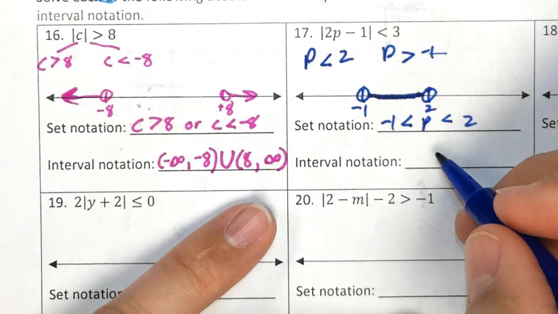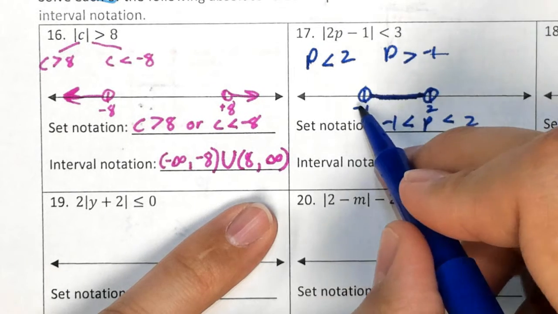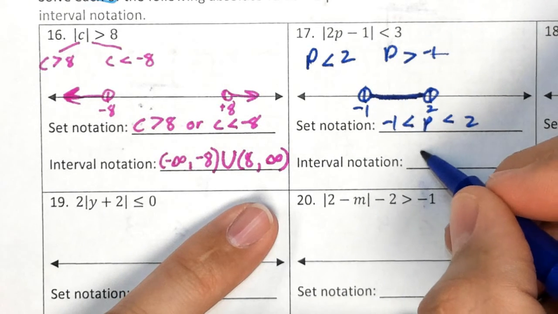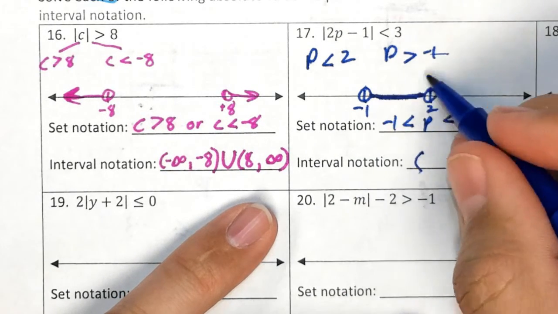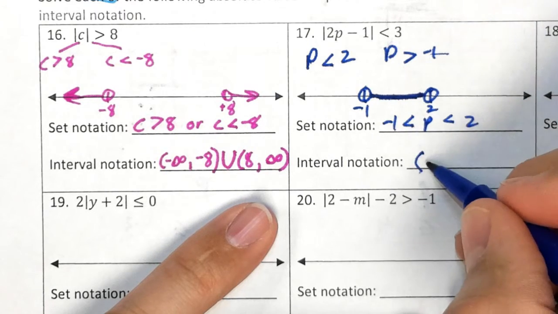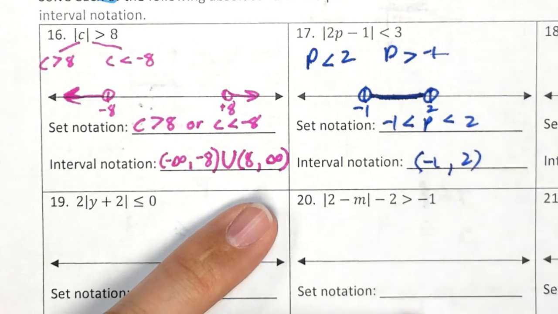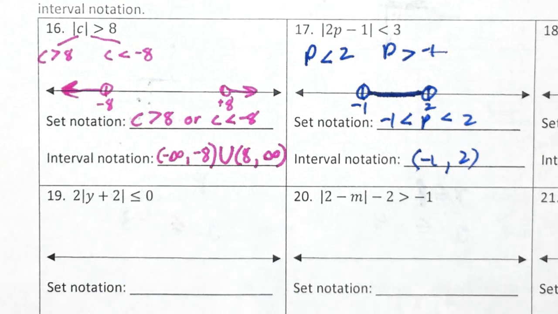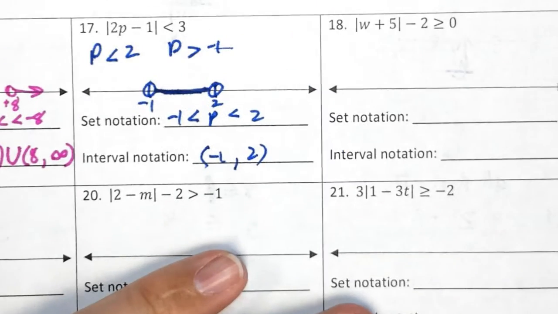Interval notation, we're going again from negative 1 to 2. So non-inclusive, since we don't have the equal sign, don't have solid dots, negative 1 to 2. That one's a little bit easier. Now number 18.